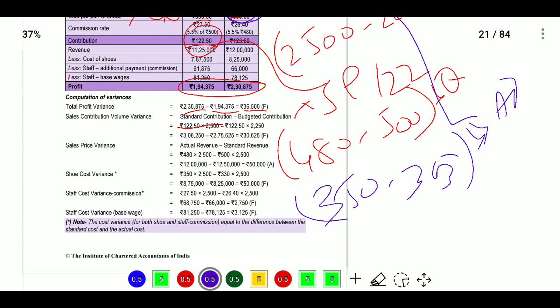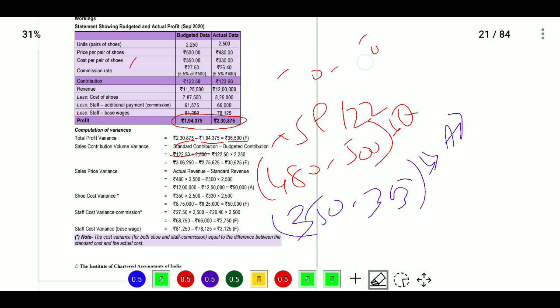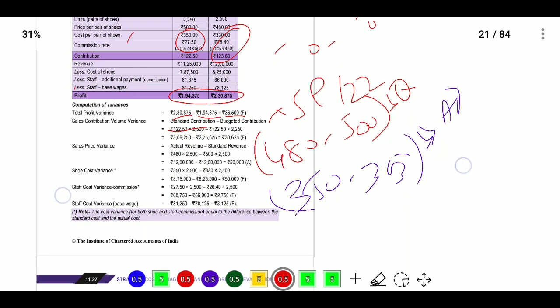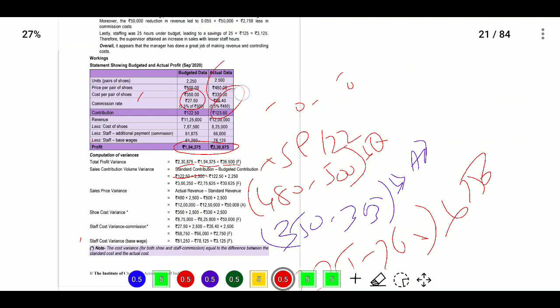Next, staff cost variance, commission. What is the cost of commission? They provided 61,000. What is the rate? Here we will see: 27.50 and 26.40. So 27.50 minus 26.40 into the quantity we require. Quantity always means the actual quantity, 2500.